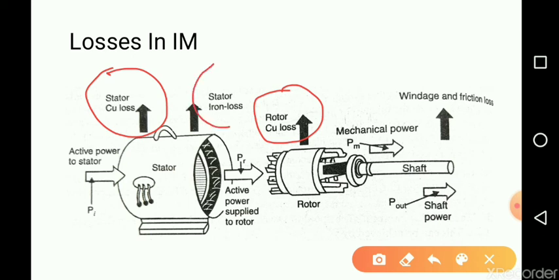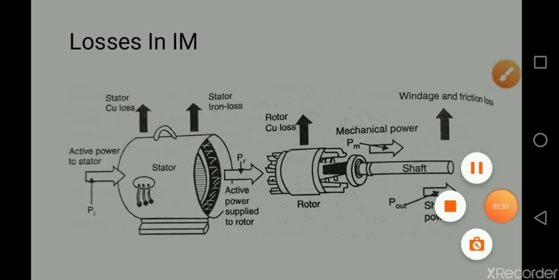And the stator iron loss and the friction and windage loss are the fixed losses. Throughout the operation, irrespective of any load condition, these two losses remain constant. So this is all about the losses in an induction motor.